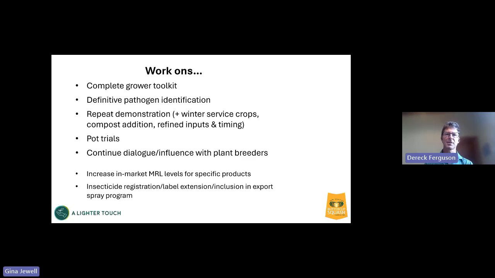Finally, I'd like to acknowledge the squash project team for all their valuable input, their Light Touch management team, Gina, Jeff and co, and also the squash growers for their input, and the companies or businesses that have hosted our demonstration sites. Thank you.